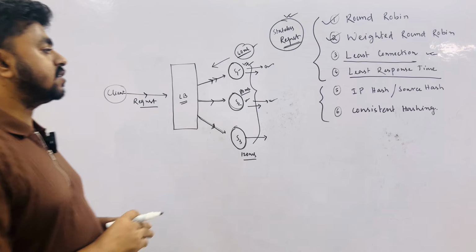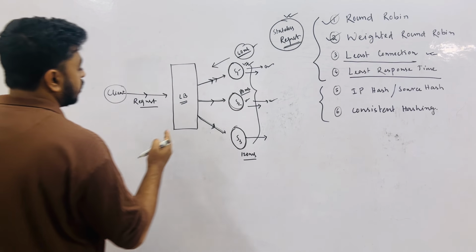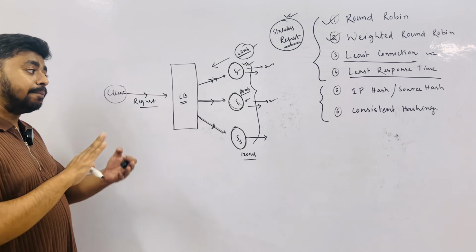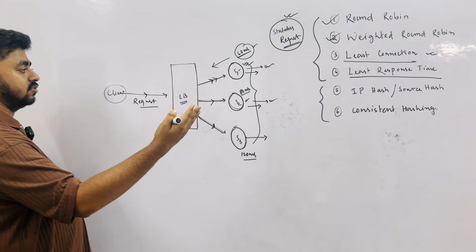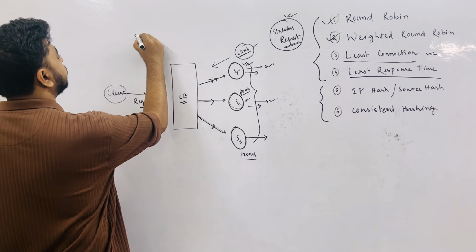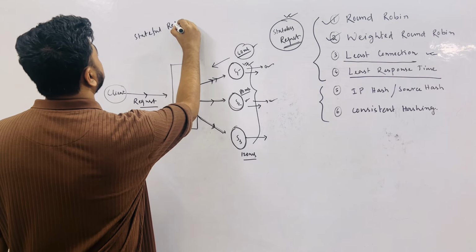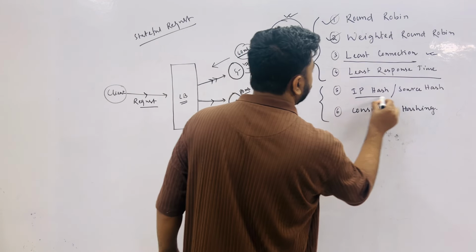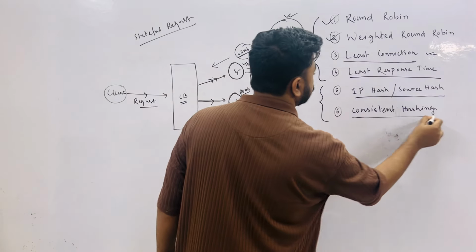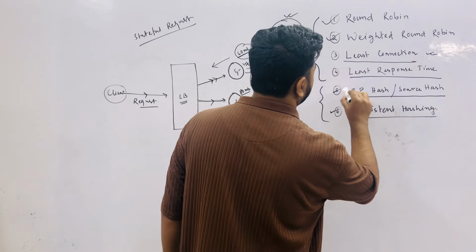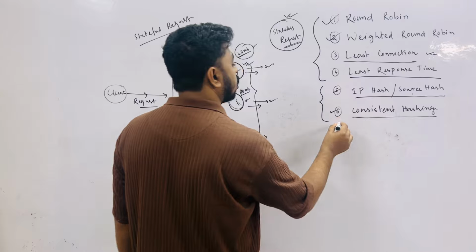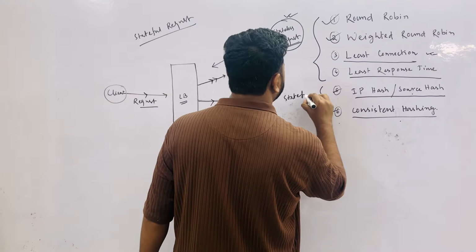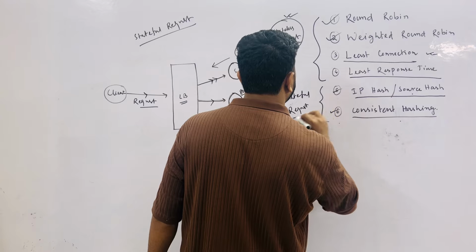Okay. So what will happen if we have a stateful request? What do we mean by a stateful request? A stateful request means the server has to store some context or data of the previous request to process the next request, right? So that request is called a stateful request. For stateful requests, you have to use either IP hash or source hash or consistent hashing. These are for stateful requests.